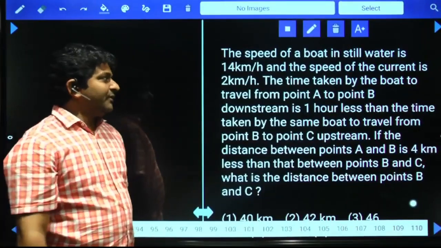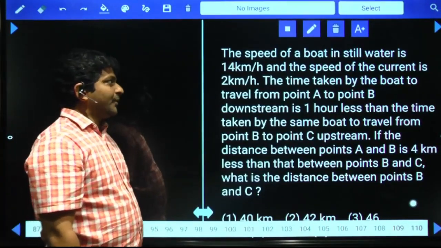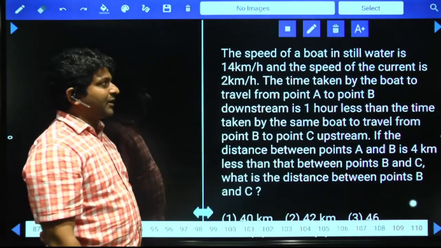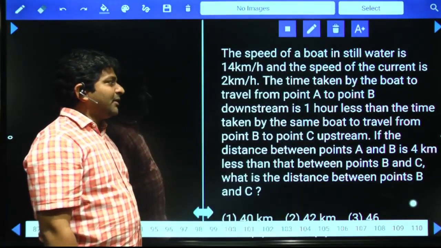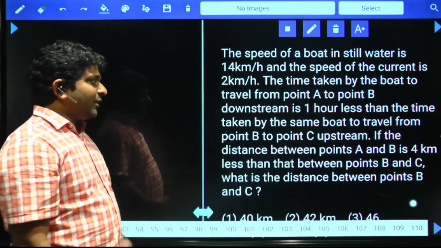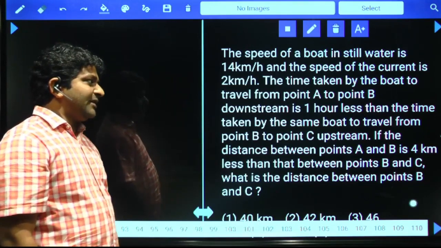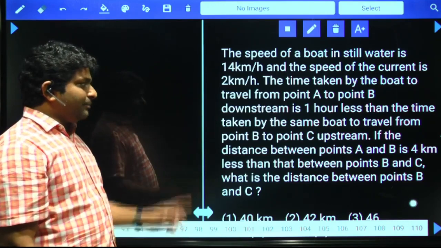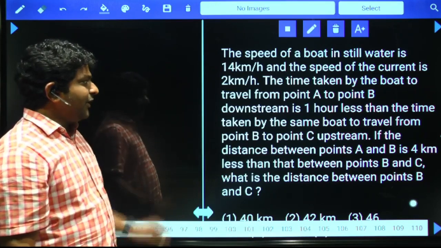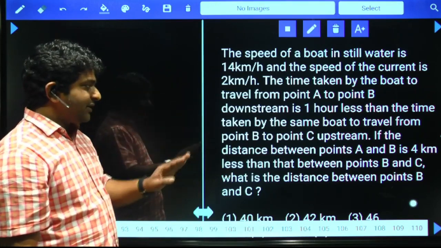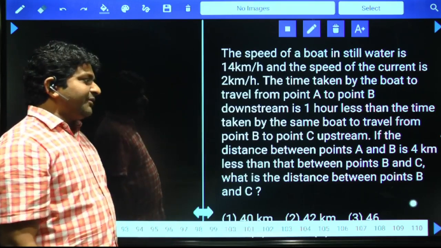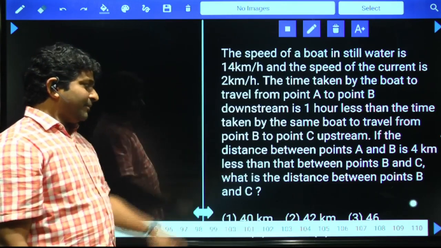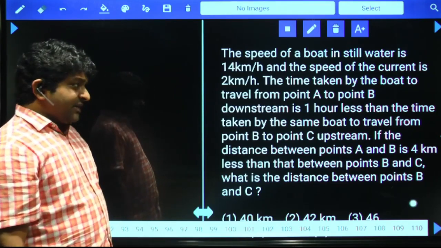hour and the speed of the current is 2 km per hour. So boat speed and then stream speed, both are there. The time taken by the boat to travel from A to B downstream is 1 hour less than the time taken by the same boat to travel from B to C upstream. A to B downstream, B to C upstream. The distance from A to B is 4 kilometers less than the distance from B to C.